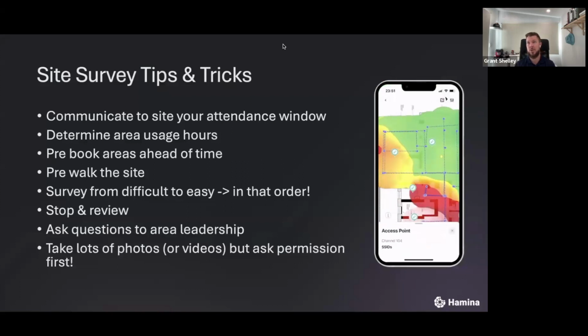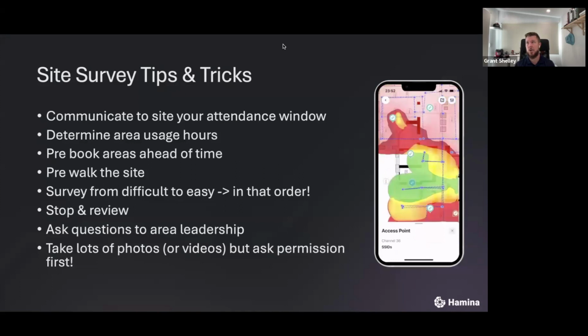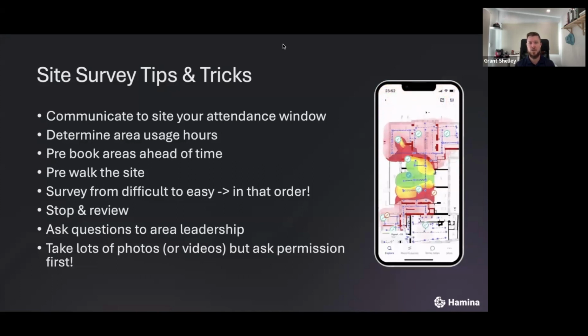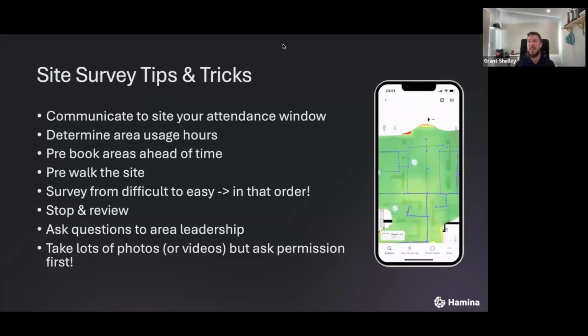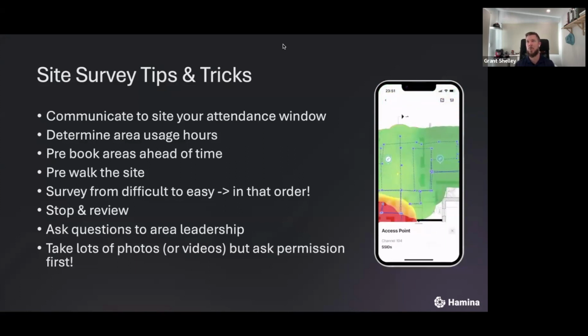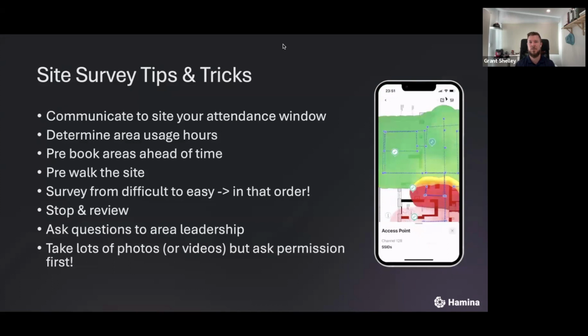Stop and review, so make sure that your data is getting captured correctly, that you're not missing any areas. You said, oh, that room's busy, I'm going to come back to it, and then you forget all about it, and then in your report, after you've left site, you realize you've skipped an area.